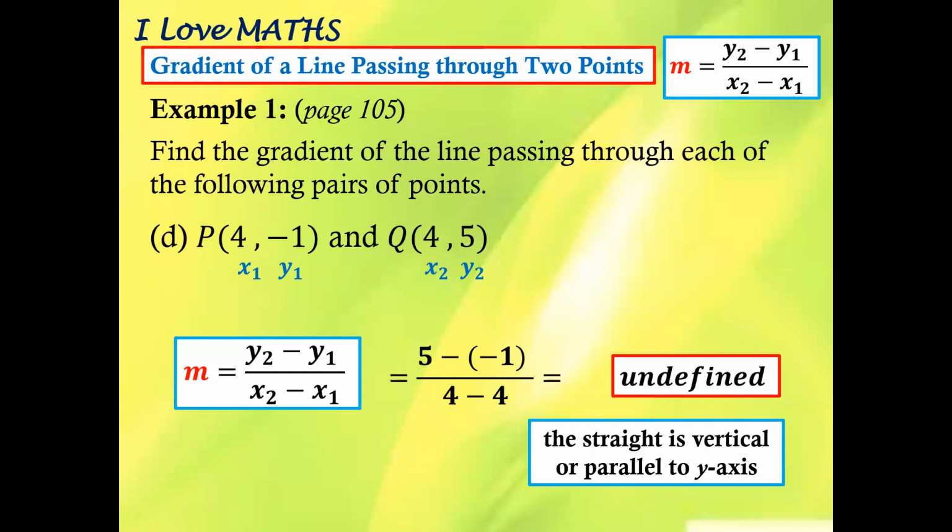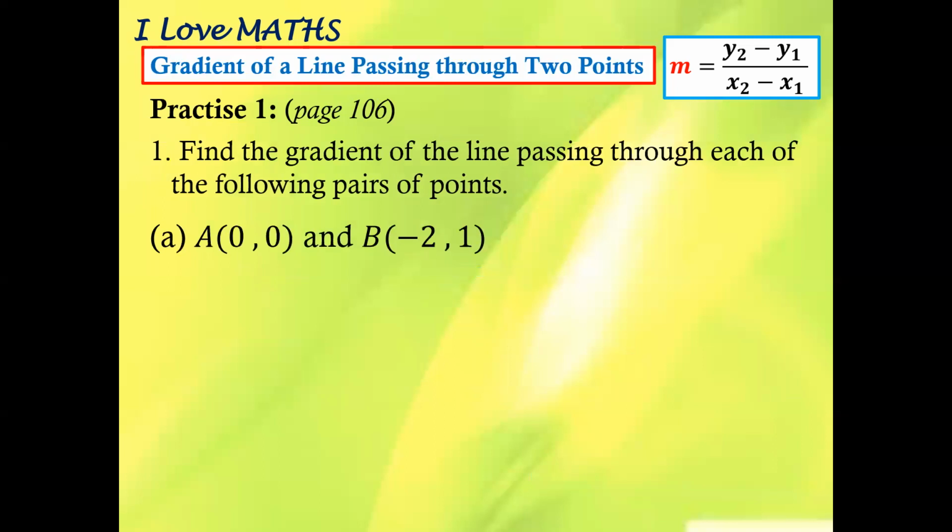So if the gradient value is positive, that is slanted upward to the right. If the gradient value is negative, that is slanting downward to the right. If the gradient value is 0, that is a horizontal line or a line parallel to the x-axis. And if the gradient is undefined, it means it is a vertical line or a line parallel to the y-axis.